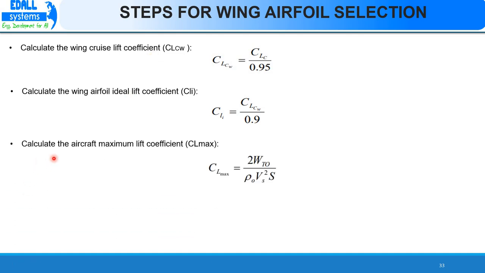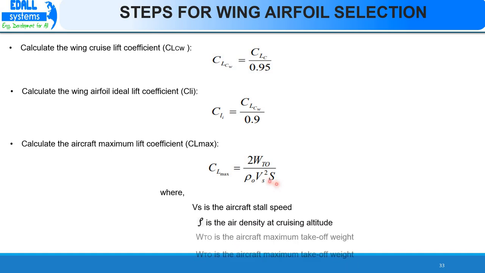Next, calculate aircraft maximum lift coefficient, that is CLmax equals 2 WTO divided by rho naught Vs squared into S, where Vs is aircraft stall speed, rho is air density at cruising altitude, and WTO is aircraft maximum takeoff weight.